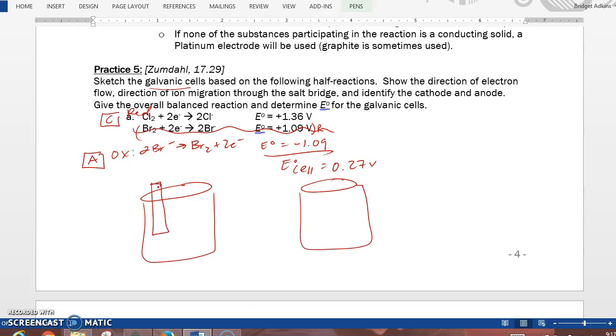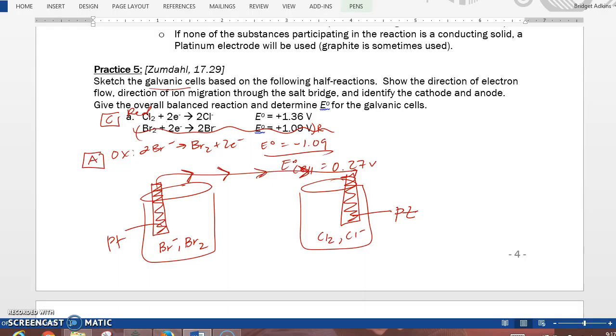We've got a platinum electrode on this side. We'll have another platinum electrode on this side. I'm just going to do my bromine on this side. So I have Br minus and Br2. And on this side I'm going to have my chlorine and my chlorine minus. Alright, so I draw on my wire, and it's important to know which is which because we know that electrons flow from the anode to the cathode. So I have to show that. So if this is my anode side, because it's my oxidation reaction, then electrons are going to flow from left to right. So that's showing the direction.